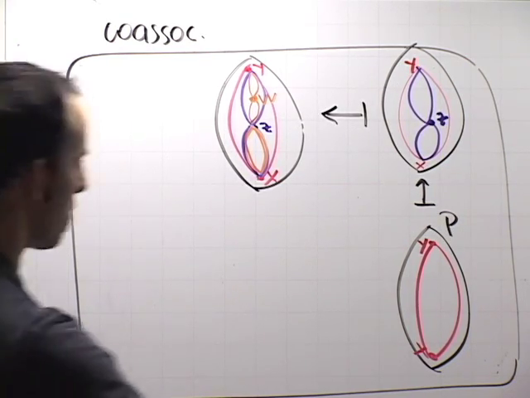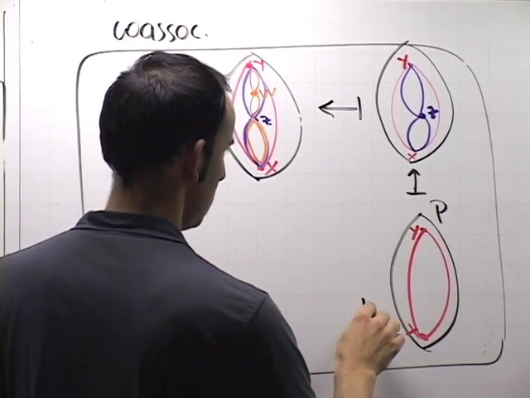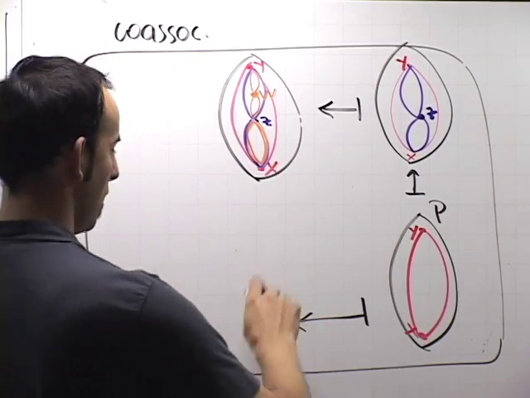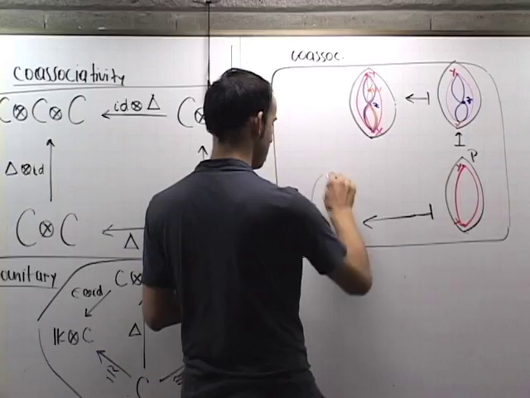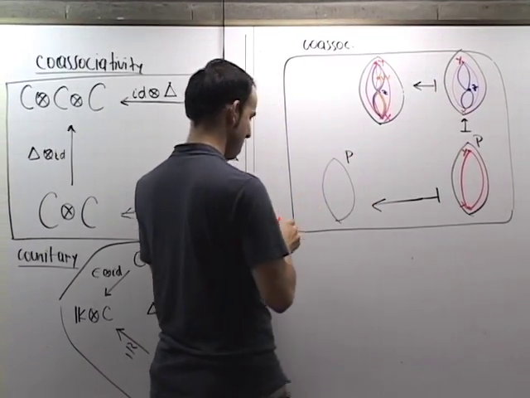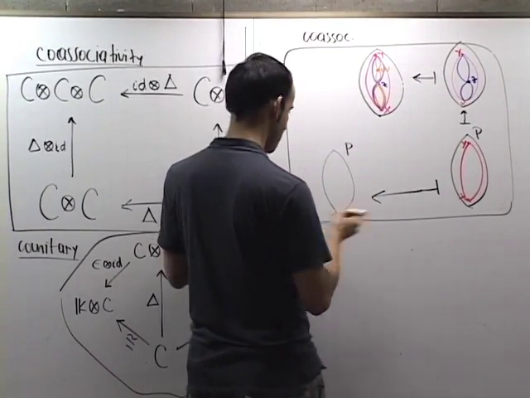What happens if we go in the other direction? Let me go over here. P, x and y.